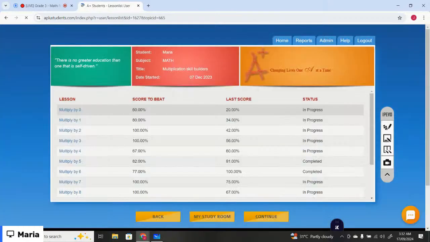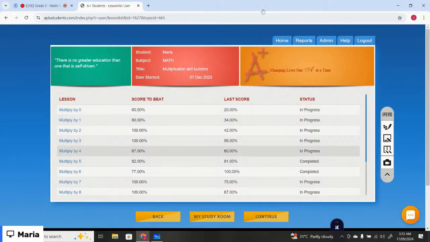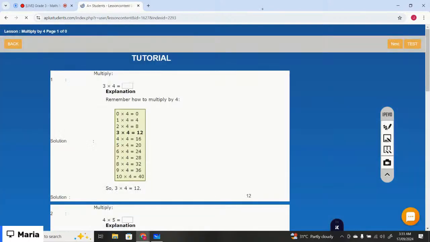Level, if you have any question, you can please ask. The next one is multiply by 4. They are simply multiplication tables. You need to remember these tables, right?